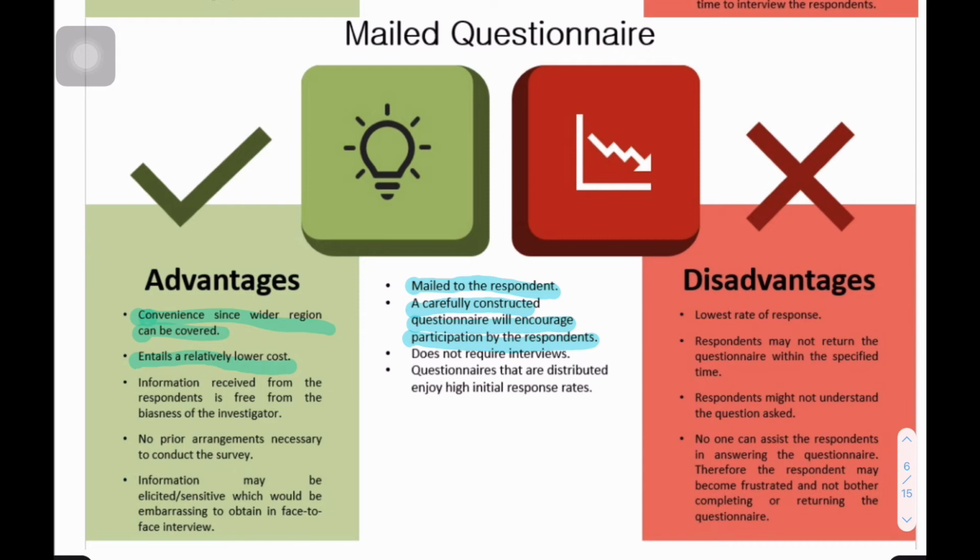Tapi kalau questionnaire ni, biasanya sebabkan kita tak jumpa pun dia, so dia akan lead the respondent to answer it without biasness lah. Okay, maksudnya dia boleh answer secara jujur apa soalan yang kita tanya dekat dia. No prior arrangement necessary to conduct the survey. Tak perlu buat apa-apa appointment, since we can just email them.